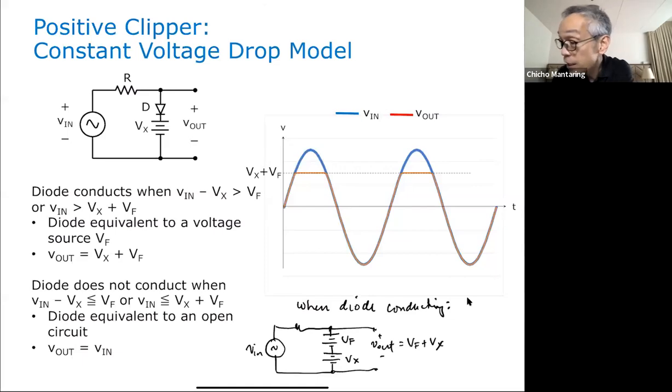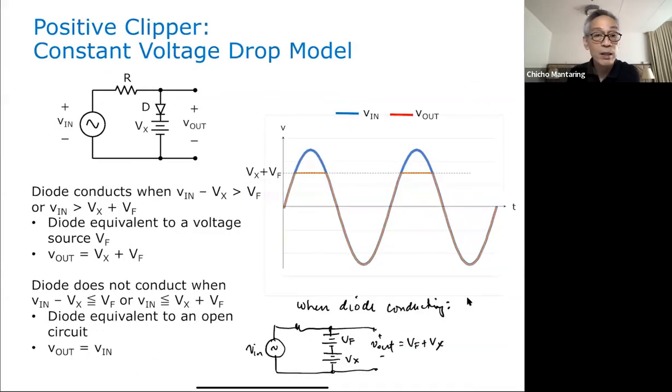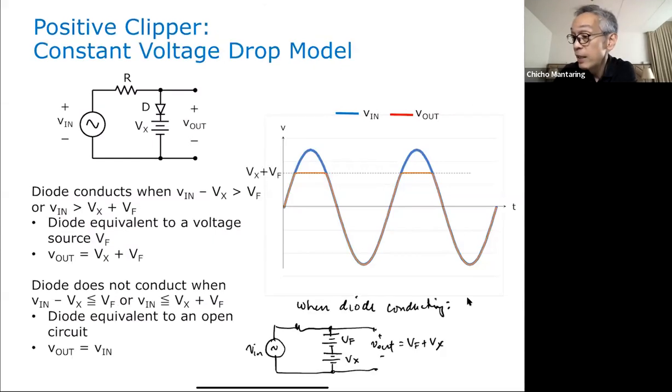And then when it's not conducting, this is open. And so my output is just equal to my input. So ito yun. So the difference between the ideal model and the constant voltage drop model is that in the ideal model, it is clipped at V sub X. In the constant voltage drop model, it is clipped at V sub X plus V sub F.